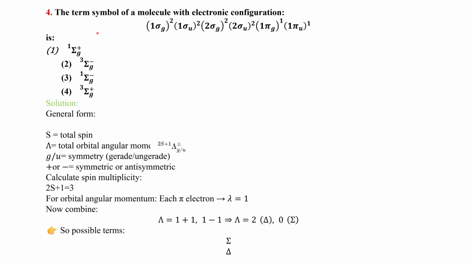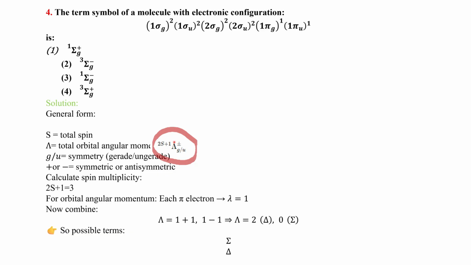बच्चों ये बहुत इंपॉर्टेंट क्वेश्चन है. टर्म सिंबल ऑफ अ मॉलिक्यूल विद इलेक्ट्रॉनिक कन्फिगरेशन बहुत बार पेपर में आता है और बहुत रिपीटेडली आता है, और इसके क्वेश्चन सॉल्व करना बहुत इजी है if you know the basic concept. So सबसे पहले हमें ये गिवन इक्वेशन गिवन है. सबसे पहले हम कैसे लिख सकते हैं? एक जनरल फॉर्म क्या होती है इसको लिखने की? जनरल फॉर्म हमारे पास एज अकॉर्डिंग टू दिस ये होती है हमारे पास जनरल फॉर्म टर्म सिंबल लिखने की. 2S plus 1 delta plus minus g by u. So S here is the total spin which can be calculated by Pauli exclusion principle, and delta is the total orbital angular momentum, and g by u is the symmetry, gerade or ungerade, or plus minus sign denotes either the orbitals are symmetric or unsymmetric.